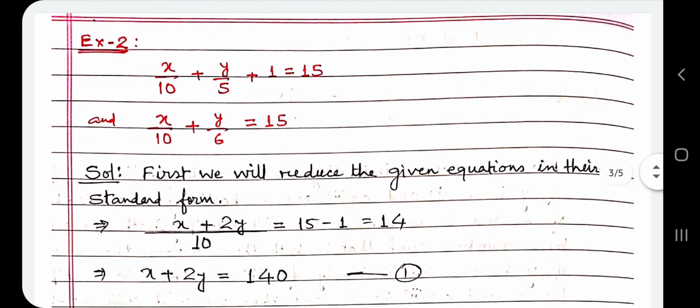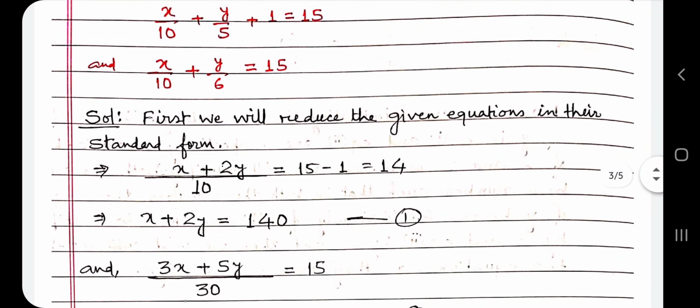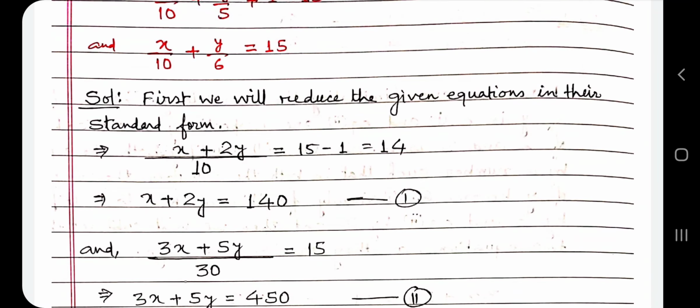Okay, second example I have taken here: x/10 + y/5 + 1 = 15, and the second equation is x/10 + y/6 = 15. So we have got two equations here, but we can see that the coefficients are in fractional form, so it is better to reduce them to standard form by taking LCM. First, we will reduce the given equations to their standard form by taking LCM.